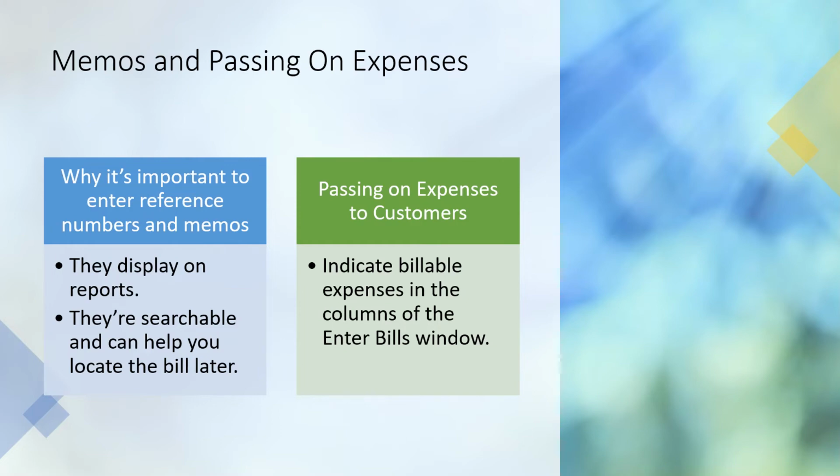Passing on expenses to customers. When you enter a bill, you may be purchasing equipment or supplies or incurring a consultant's fee that you want to pass on to the customer. QuickBooks allows you to easily indicate which expenses are to be billed to a customer by providing a billable column in the Enter Bills window. When you make an item billable to a specific customer, the next time you invoice that customer, you will be asked if you'd like to add the outstanding billable time and costs to the invoice.